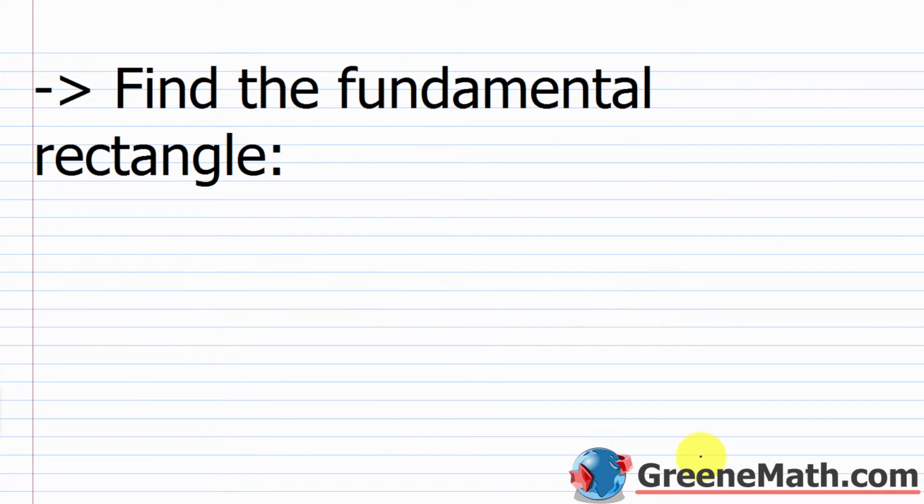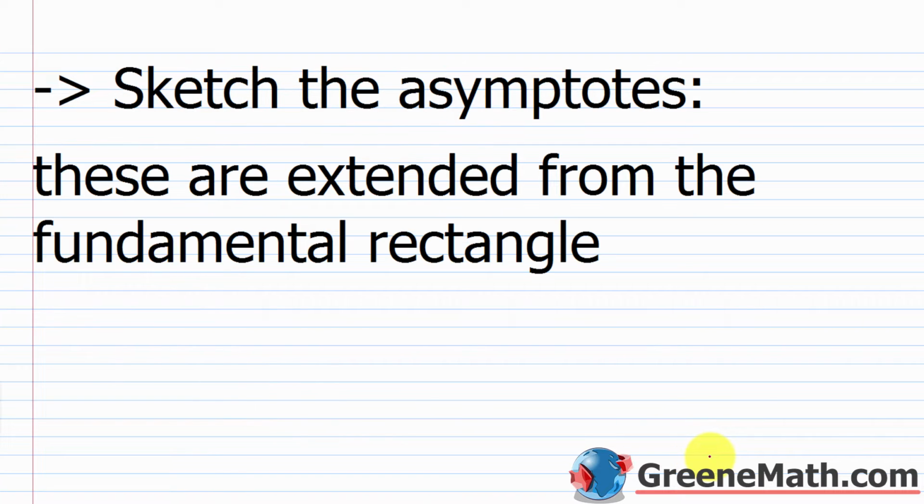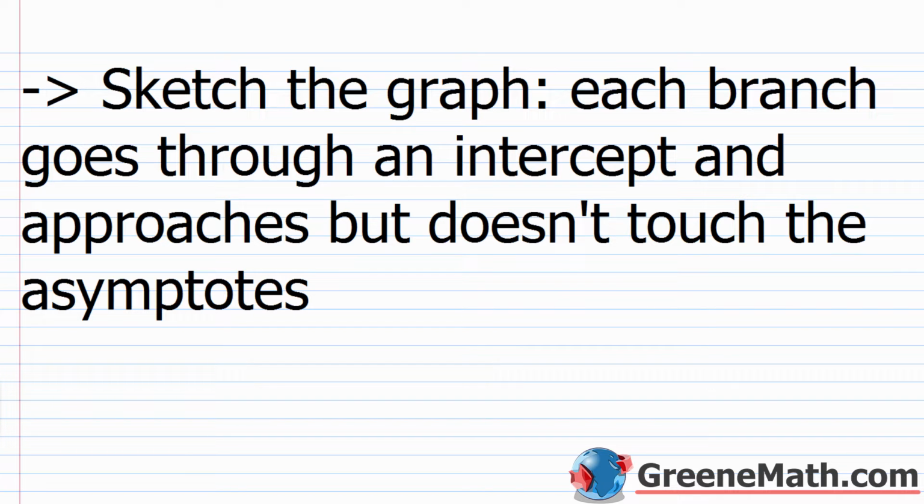The next thing you're going to do is find this fundamental rectangle. The points for this, I'll show you how to get those. You'll sketch the asymptotes. These are lines that are extended from the fundamental rectangle, or you can actually get the equation for them from the hyperbola. You can graph them that way. Then lastly, we will sketch the graph. Each branch of your hyperbola goes through an intercept and approaches but doesn't touch the asymptotes.